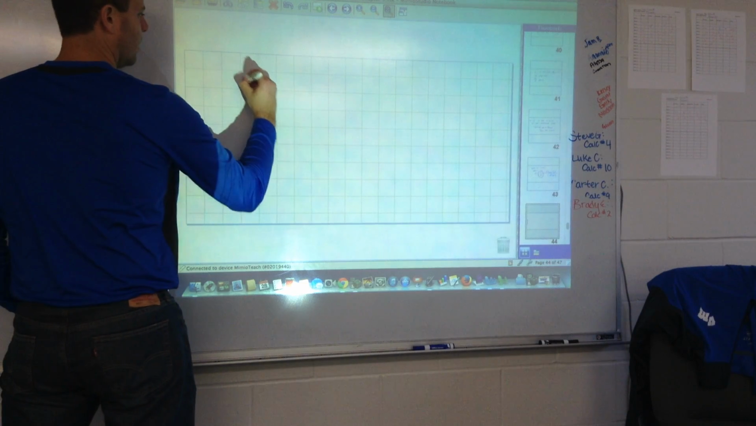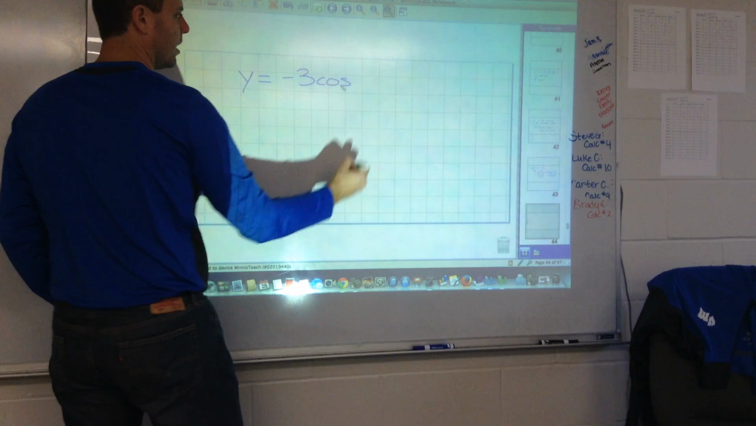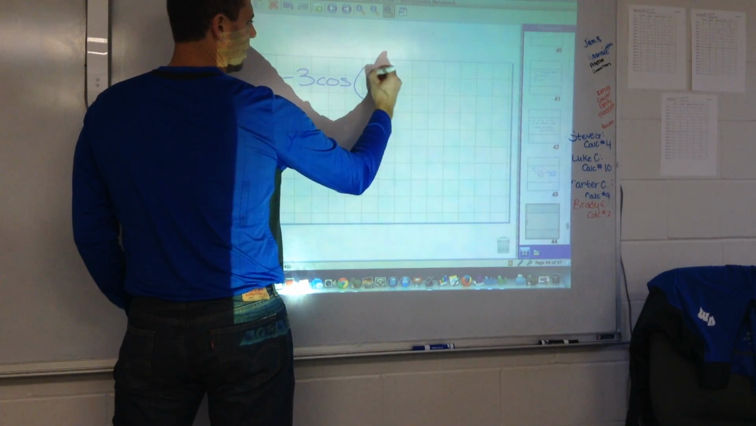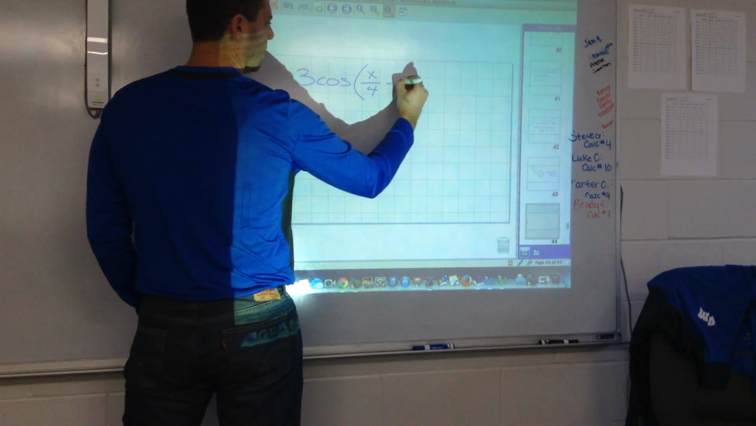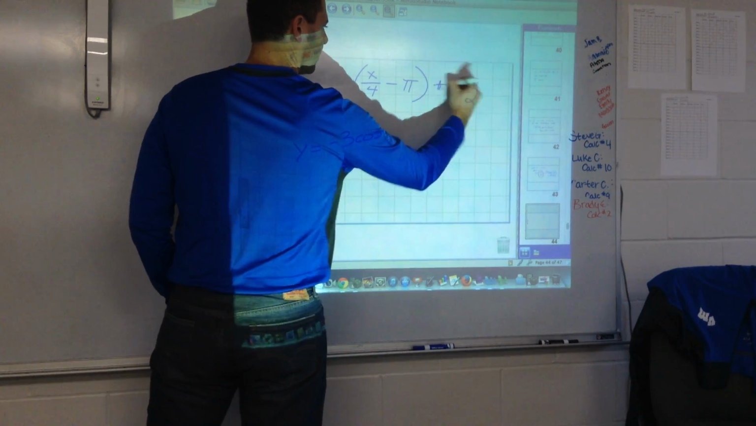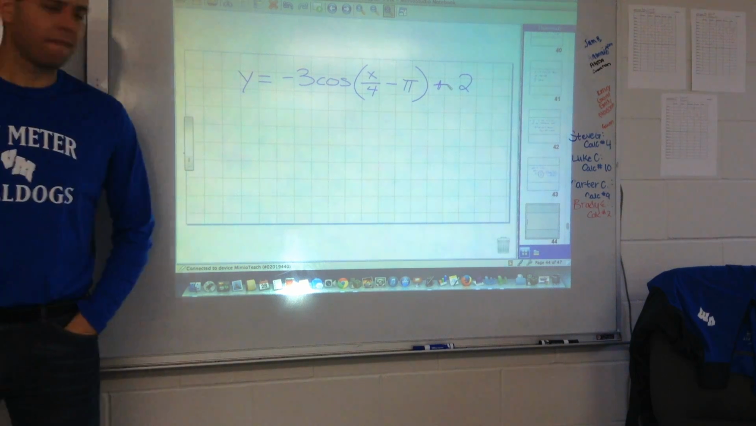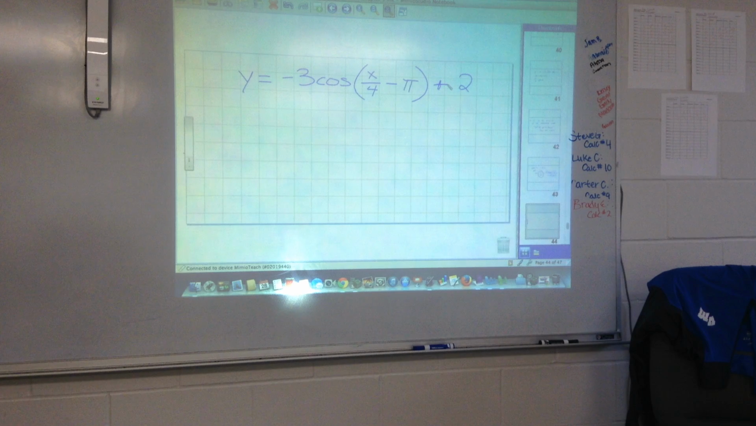So, y equals negative 3 cosine x over 4 minus pi plus 2. We're not going to graph this one yet. I just want to identify everything first.